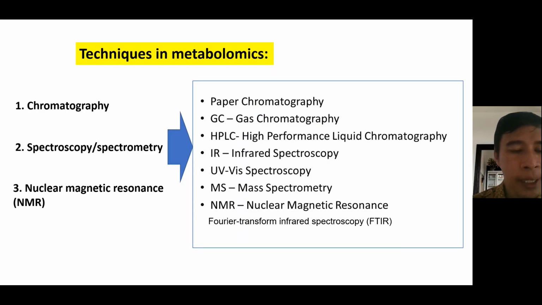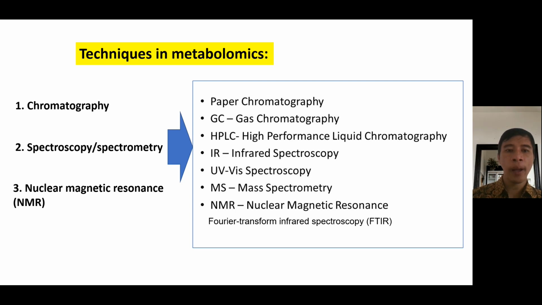So in metabolomic technique, there are several approaches, including chromatography and also spectroscopy or spectrometry, and also nuclear magnetic resonance. They are different techniques to separate and also to quantify the metabolites. Then the current technology tries to combine them.